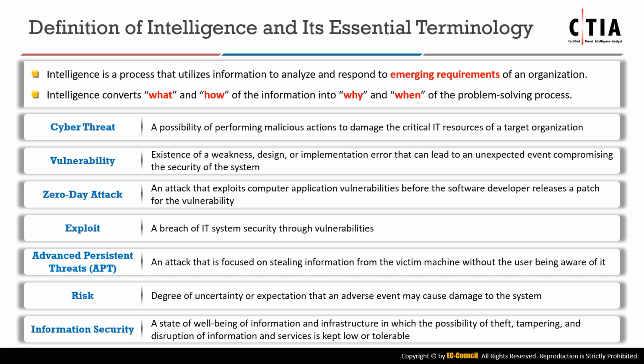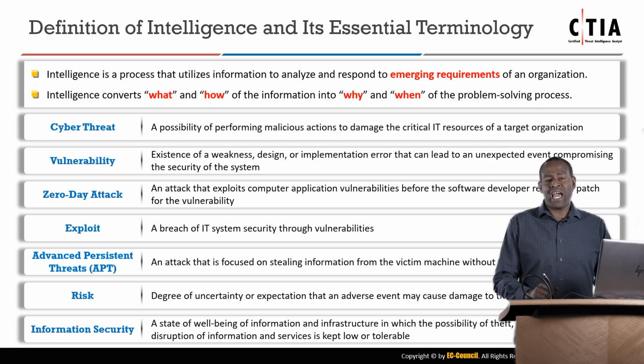Risk. What is risk? Risk is the degree of uncertainty or expectation that an adverse event may cause damage to the system. Now, risk is not a pie in the sky type of word. Risk is actually a calculation. And we'll talk about the differences between risk and the different types of risks and how they work with our organizations, how organizations should work with them to make sure that we don't fall prey to those types of risks.